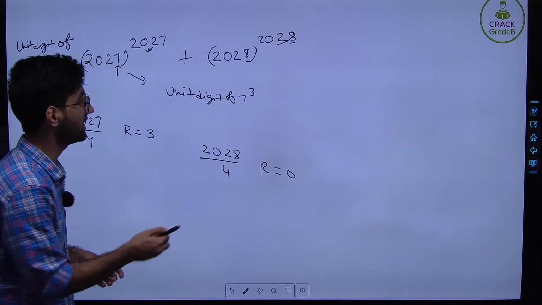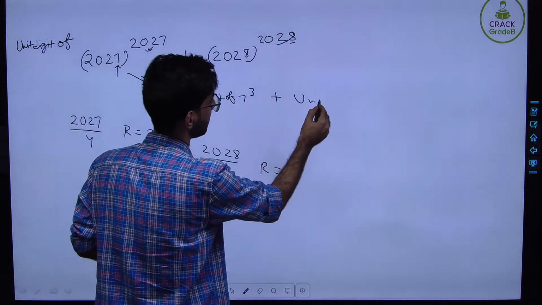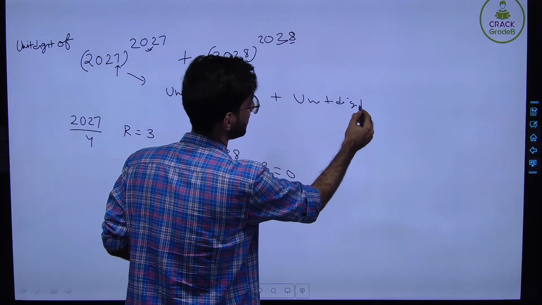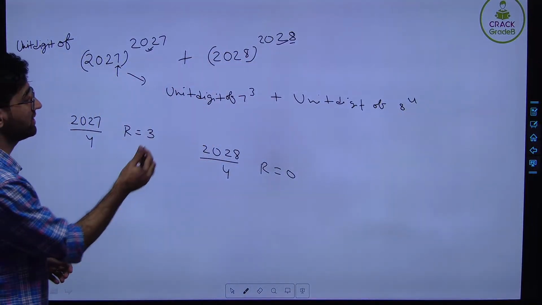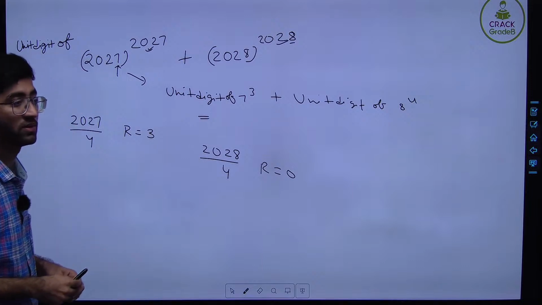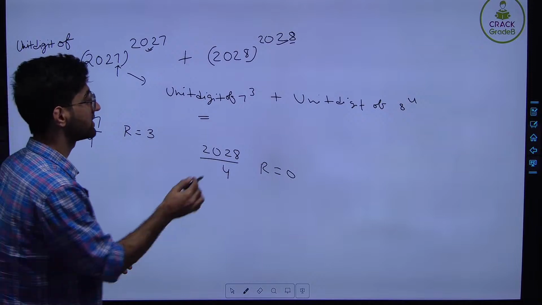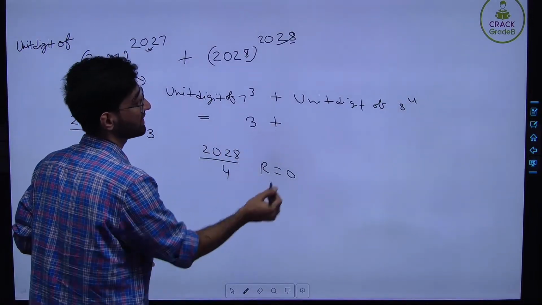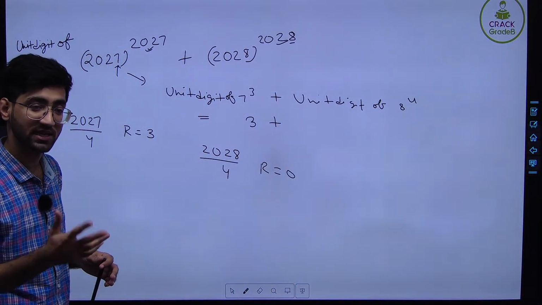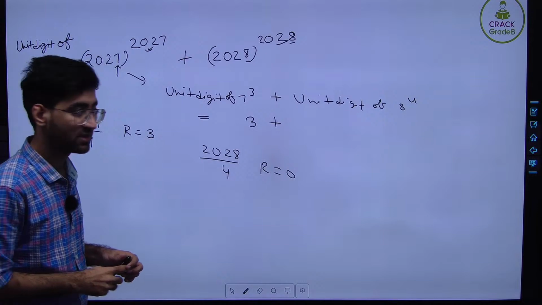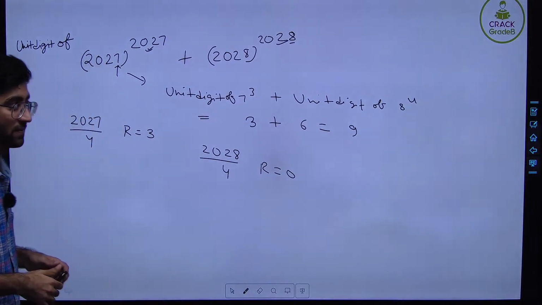And if the remainder is 0, again you will have to think what is the cyclicity of 8, that is 4, right? And if the cyclicity of 8 is 4, means the unit digit of 8 to the power 4, right? And what will be the unit digit of 7 cube? 7 cube is 343, means 3 will be at the unit place, right? And what is 8 to the power 4? 4096, means 6 will be at the unit place, right? So 3 plus 6 equal to 9. Any doubt?